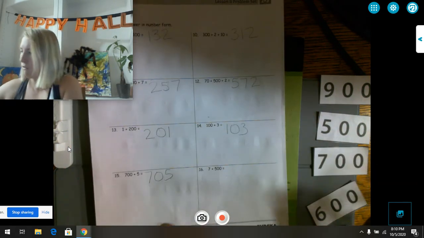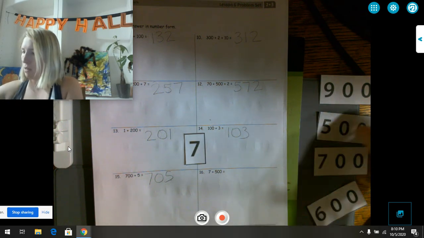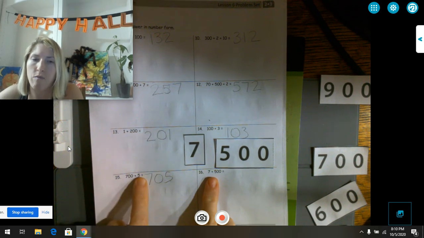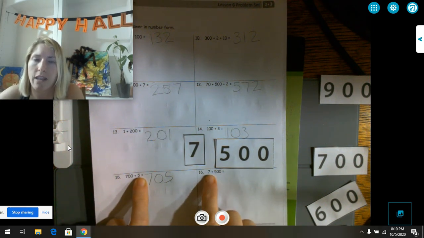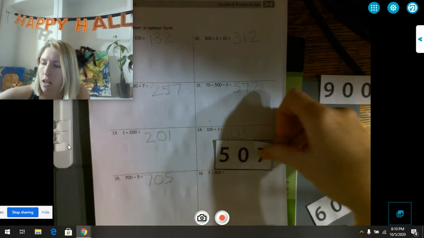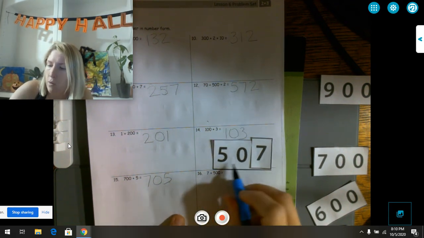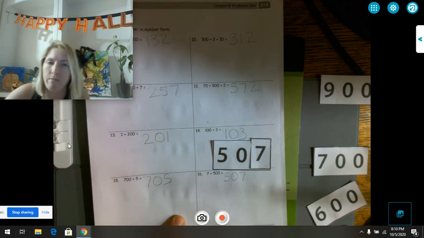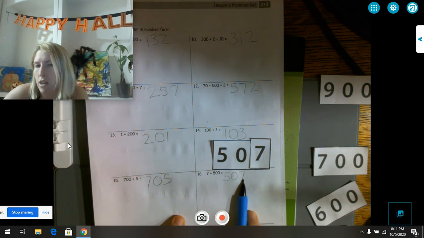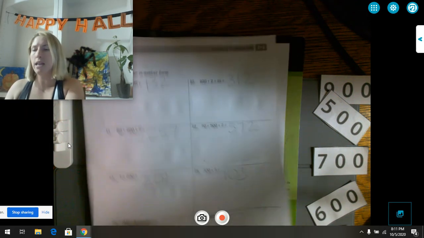All right, and the last one for our problem set, we have 7 plus 500. Do you see that it's the same numbers in these two problems, but there's 700s, 5 ones. This one has 500s, 7 ones. So they're kind of flip-flopped, which makes a very different number. So we're going to put that 7 in the ones place where it belongs. And we have 7 plus 500 equals 507. So we have a 5 in the hundreds place, a 0 in the tens place, and a 7 in the ones place.